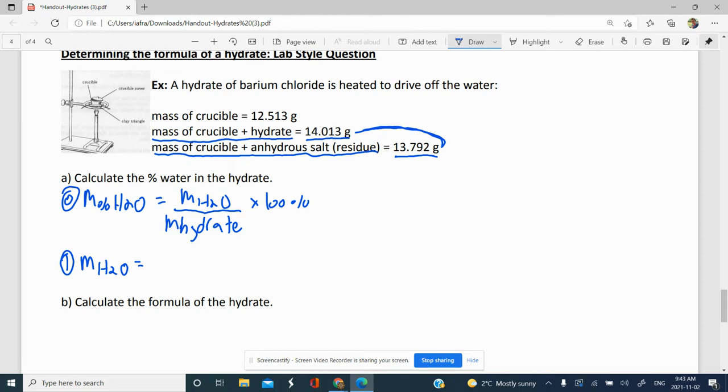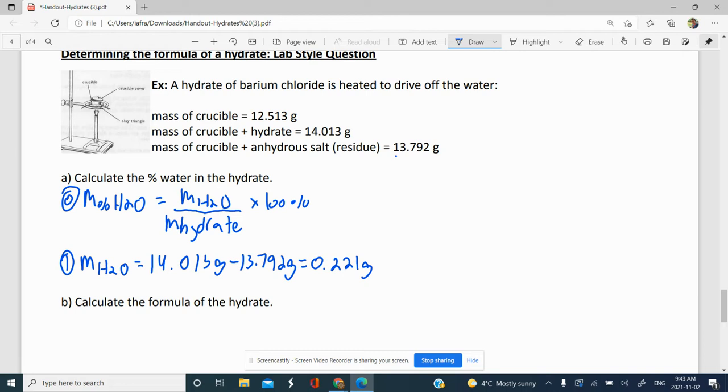But with some simple subtraction, we can figure out what the mass of water was. We're just going to do the mass of the crucible and the hydrate minus the mass of the crucible and the anhydrous, the residue that's left over. So we'll have 14.013 grams minus 13.792 grams. And that difference will be the water, because that's what's coming out of the crucible when you're heating it up. So 14.013 minus 13.792, and we get 0.221 grams. So we have the mass of water. Now we just need the mass of the hydrate.